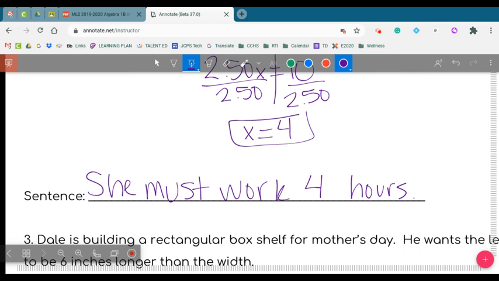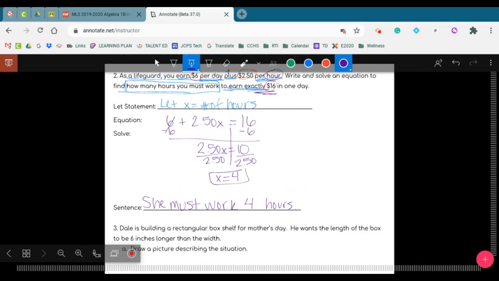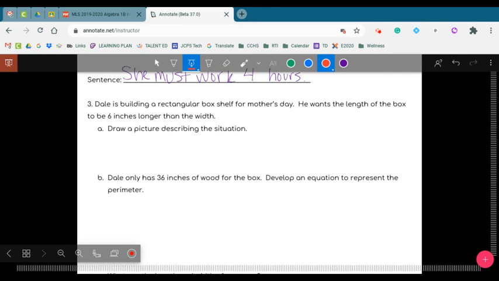Okay, let me know if you guys have any questions on that one. So that one's similar to the first one we did. So now we're going to go on to a problem that's a little bit different. So I'm going to read it first.